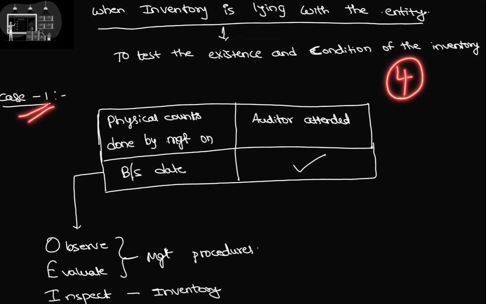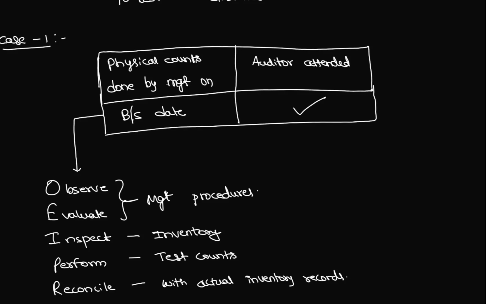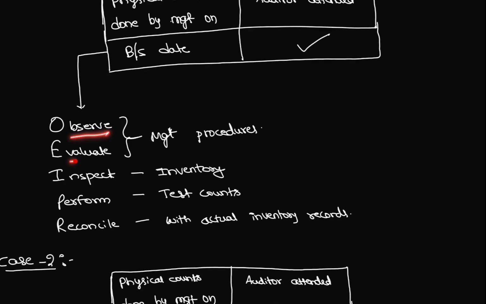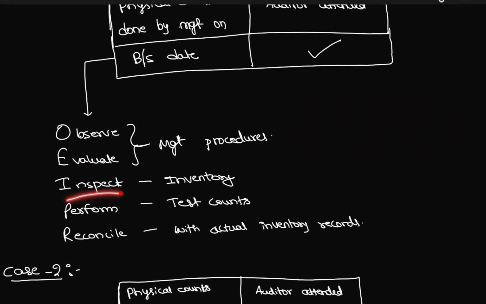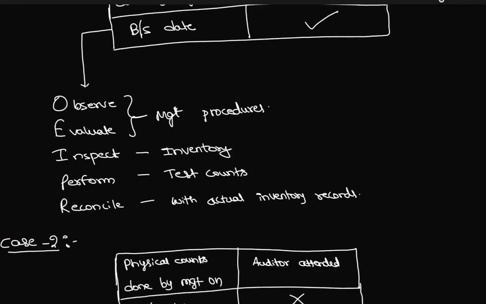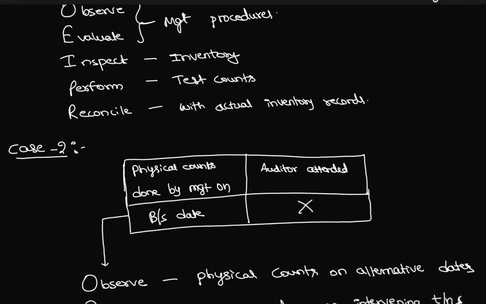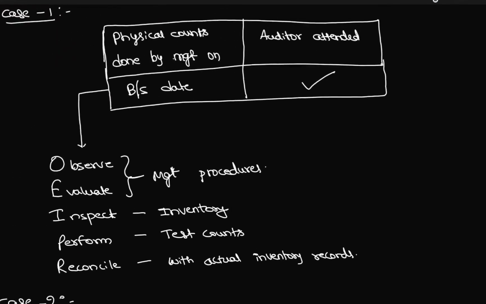The first case: the physical count is done by the management on the balance sheet date only, and the auditor attended it. In this case the auditor has to observe and evaluate the management position. He has to inspect the inventory, and finally he has to perform test counts, like taking some samples and counting them, and reconcile with the actual inventory records. So case 1 is completed: the physical count is done on the balance sheet date and the auditor attended it.